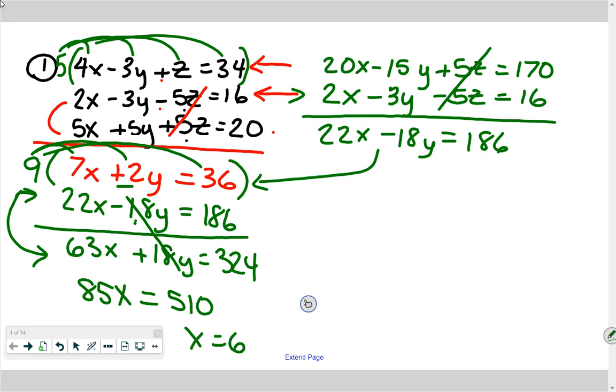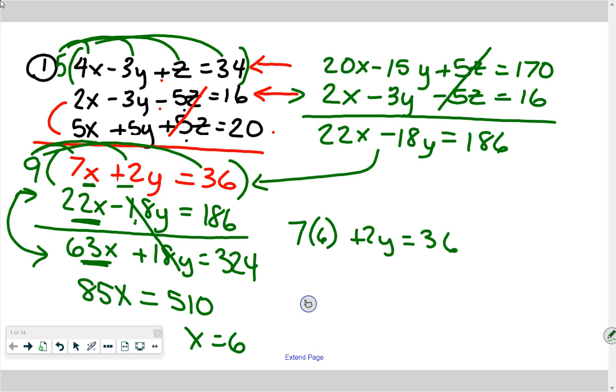Now you just go back to your equations, not the XYZ equations, just the XY equations. Where there is an x, you're going to plug in a 6. The smallest one is the one I always pick. It doesn't matter. You could plug it into this one or this one, but I would rather have a smaller number to plug it into. So I'm going to plug it into the red one. Where the x is in the red equation, I'm going to plug in a 6. So I'm going to go 7 times 6 plus 2y equals 36.